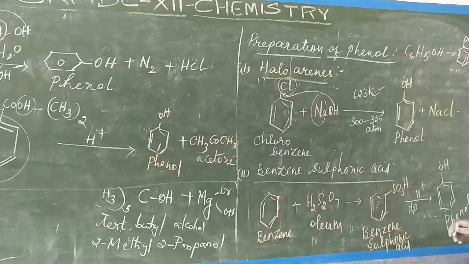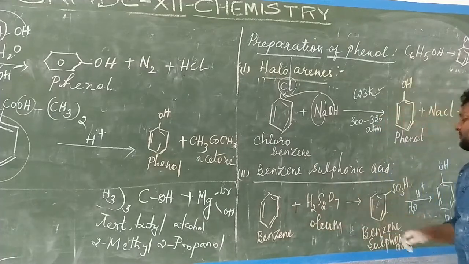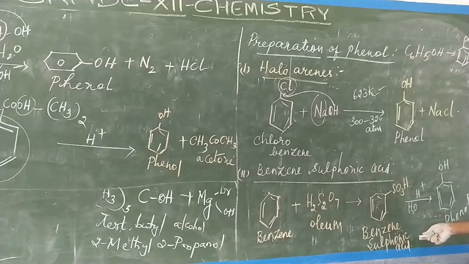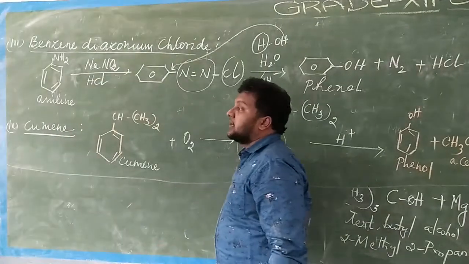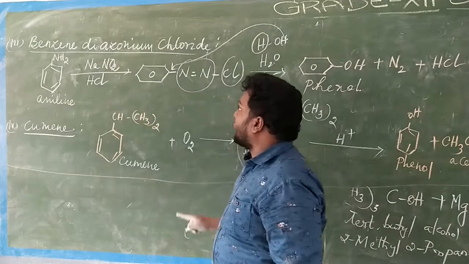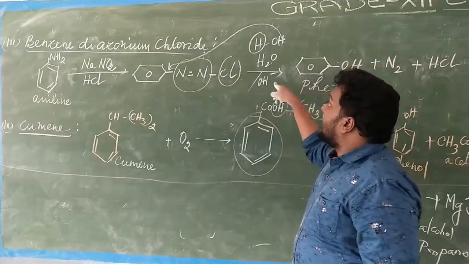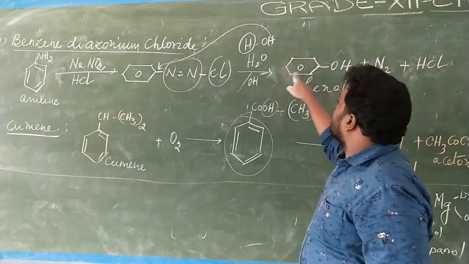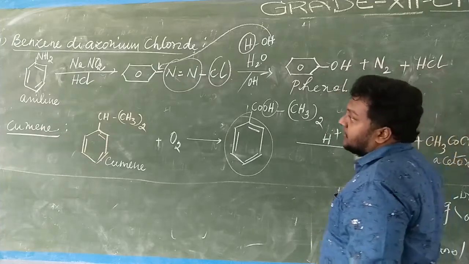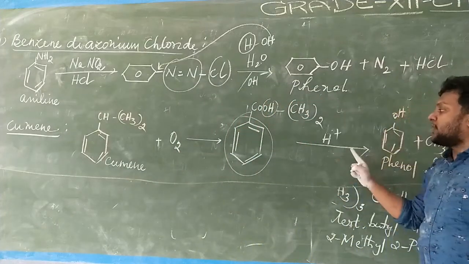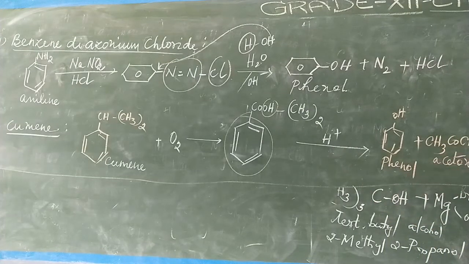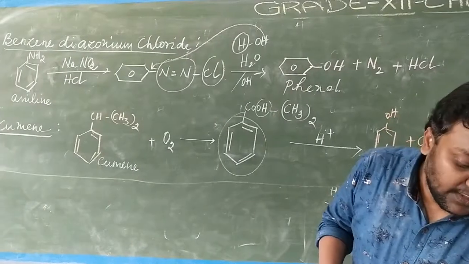Then the second method of preparation is from benzene sulfonic acid. We take benzene, and on treatment with oleum it gives benzene sulfonic acid. In acidic medium with water, on hydrolysis, it gives phenol. Then benzene diazonium chloride is prepared from aniline on treatment with sodium nitrite, NaNO2, with hydrochloric acid. On further hydrolysis with water or sodium hydroxide it gives phenol plus nitrogen plus hydrochloric acid. Then the fourth method is cumene. Cumene on oxidation gives cumene hydroperoxide, which on further acidification gives phenol plus acetone. That's all.